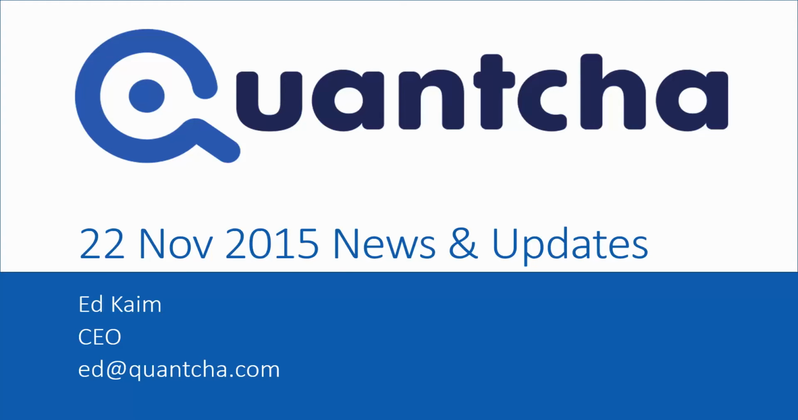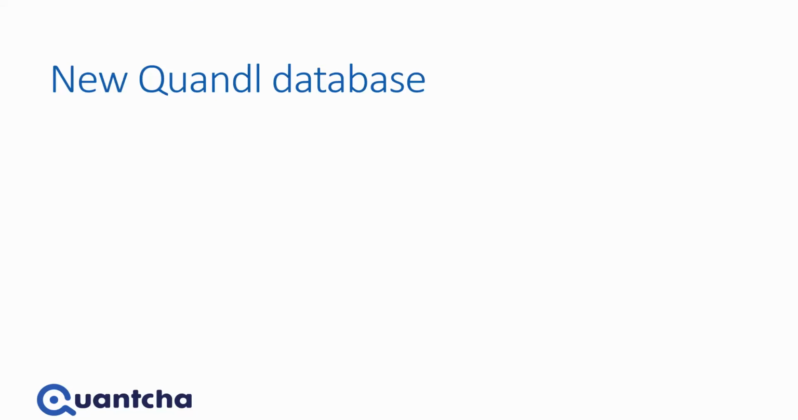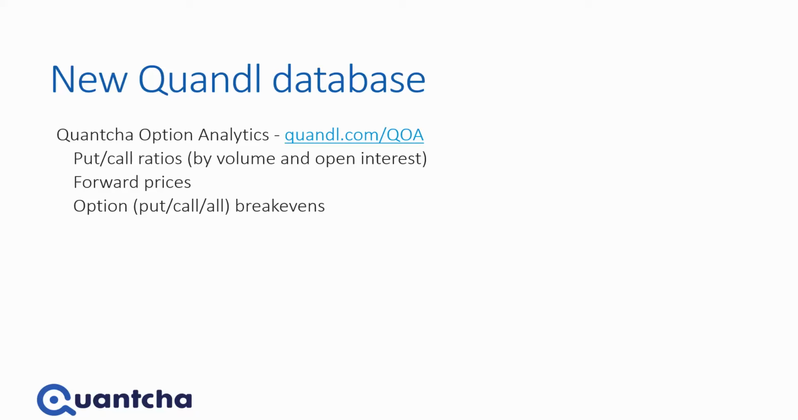In this video, we're going to take a look at our new Quandl database that's available over at quandl.com. It's our Quantcha Options Analytics database. It includes three major components that we use within our platform as well as in our UI. Those are put call ratios by both volume and open interest, as well as forward prices. And finally, we include our option break-evens, which are broken down by puts, calls, and of course the combined puts and calls for the all break-even.